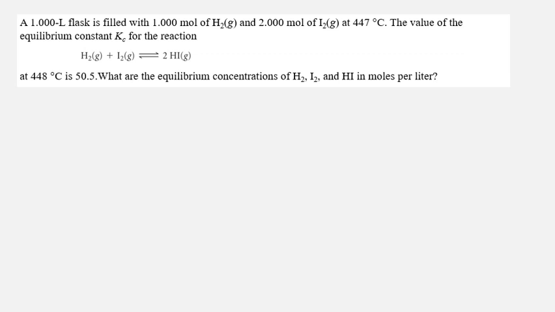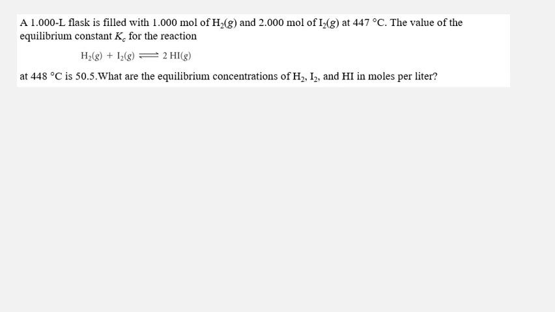Alright, so our next problem is going to be the toughest one that you get. For this, you're going to have to use the quadratic equation to end up solving for your value for x. If you notice in the problem, you have a 1 liter flask filled with 1 mole of H2, 2 moles of I2 at 447 degrees Celsius. The value for the equilibrium constant Kc for this reaction at 448 degrees Celsius is 50.5. What are the equilibrium concentrations of H2, I2, and HI in moles per liter?